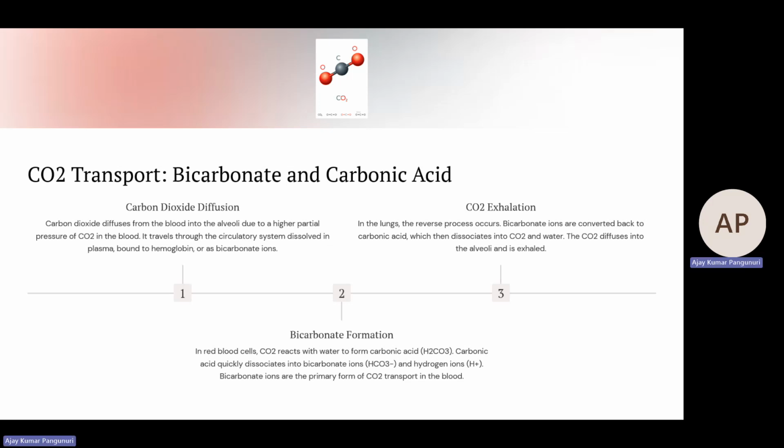Bicarbonate formation. In red blood cells, CO2 reacts with water to form carbonic acid. Carbonic acid quickly dissociates into bicarbonate ions and hydrogen ions. Bicarbonate ions are the primary form of CO2 transport in the blood.